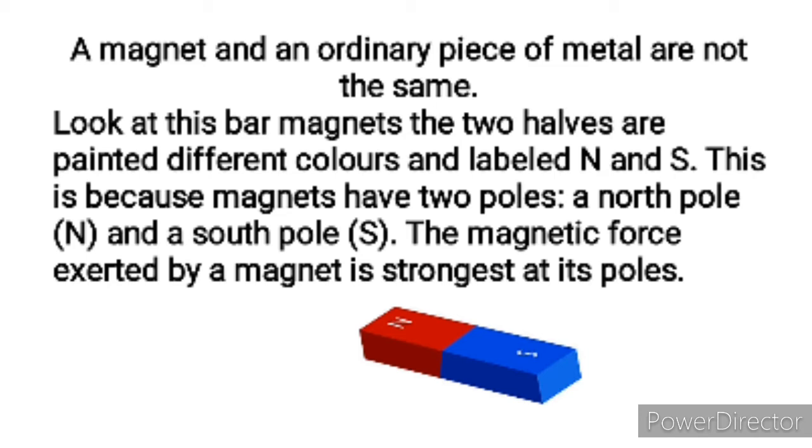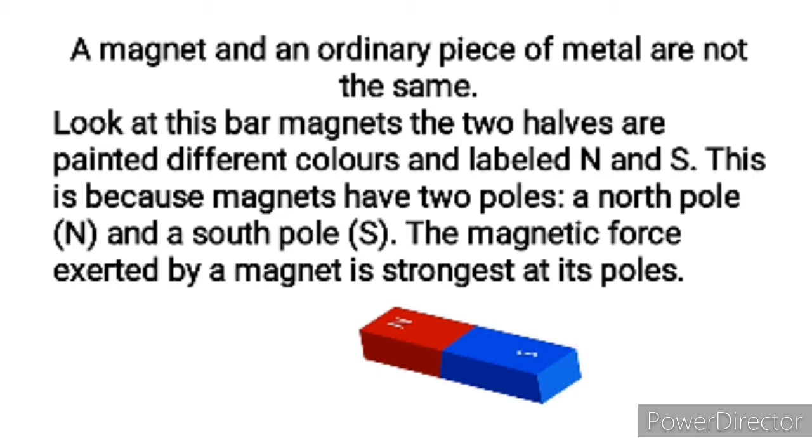Now look at this bar magnet. The two halves are painted north and south. Can you see it? Yes. The red part is painted north, the blue part is painted south. Okay. This is because magnets have two poles, a north pole and a south pole. The magnetic force exerted by a magnet is strongest at its poles.